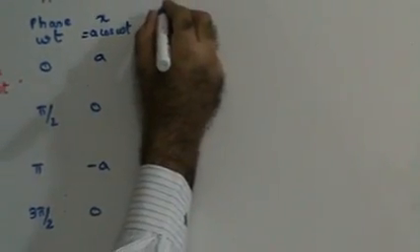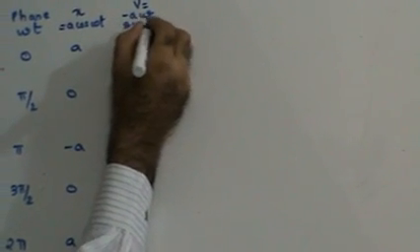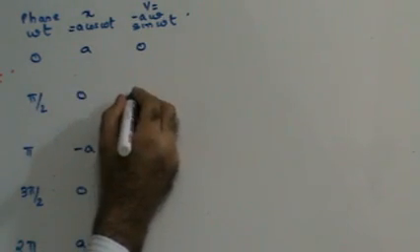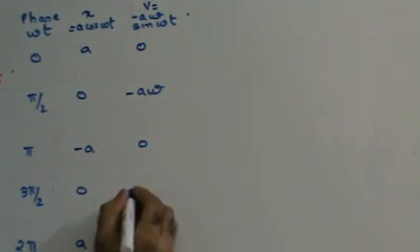Next, velocity. Velocity is minus a omega sin omega t. Sine 0 is 0. Sine 90 is 1. Sine 180 is 0. Sine 270 is minus 1, so this will become a omega. And sine 360 is 0.